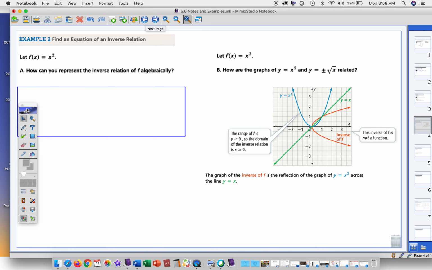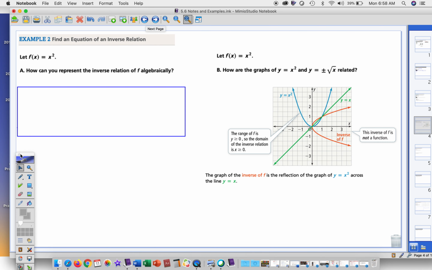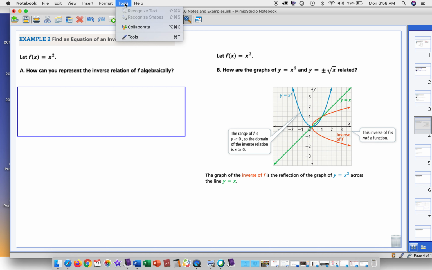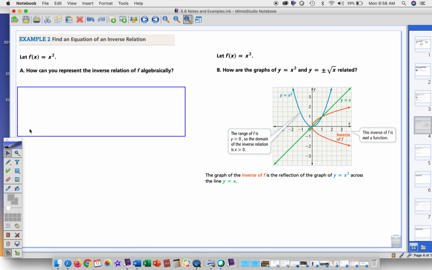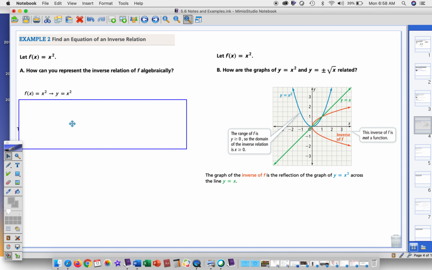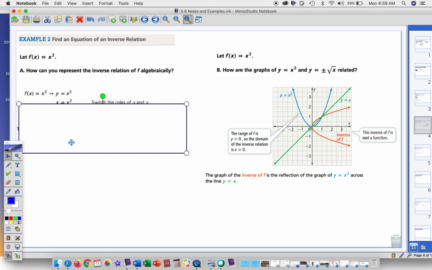So example 2. Now we're going to find the equation of an inverse. There's a few steps involved in this process. So step 1, we replace the f of x notation with y. So we're going to change this from f of x equal to x squared to y equal to x squared.